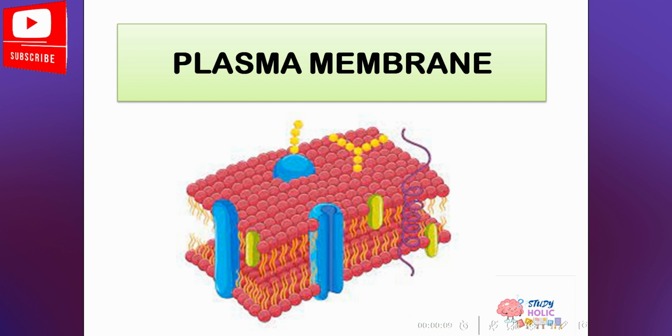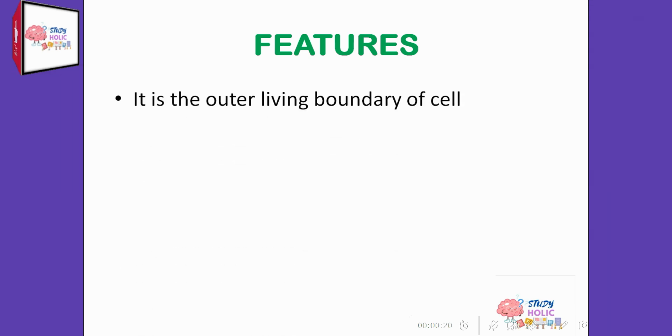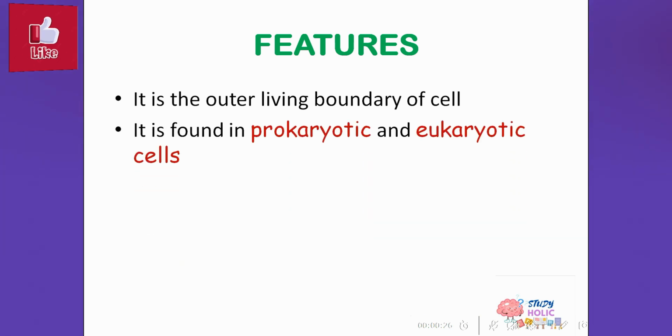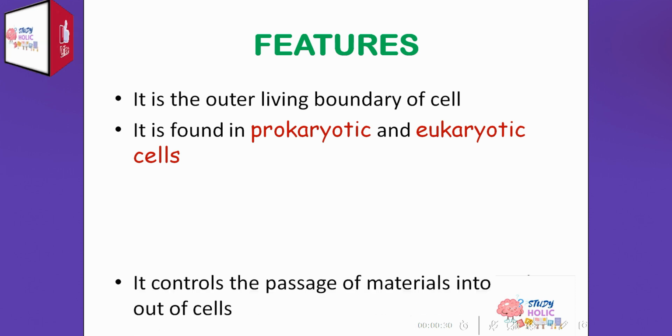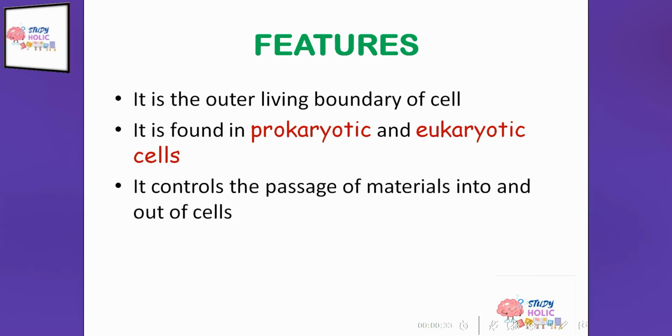In the previous lecture, we talked about the cell wall, which was the extracellular component, and in this lecture, we are going to discuss the plasma membrane, which is known as the outer living boundary of the cell. If we talk about its location, it is found in prokaryotic and eukaryotic cells. It controls the passage of materials into and out of cells.